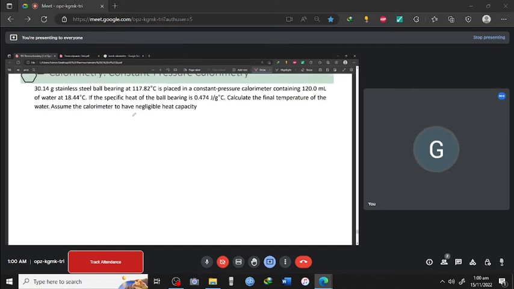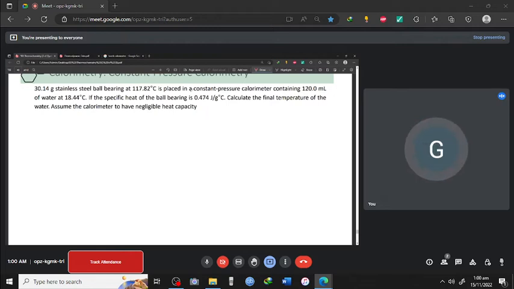Sagutan na natin to. So, sabi dito, 30.14 grams of stainless steel ball bearing at 117.82 degrees Celsius is placed in a constant pressure calorimeter containing 120 ml of water at 18.44 degrees Celsius. So, if the specific heat of the ball bearing is 0.474 joule per gram degrees Celsius, calculate the final temperature of the water. Assume the calorimeter to have a negligible heat capacity.